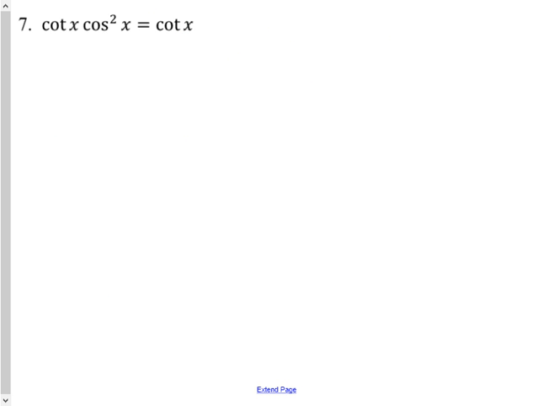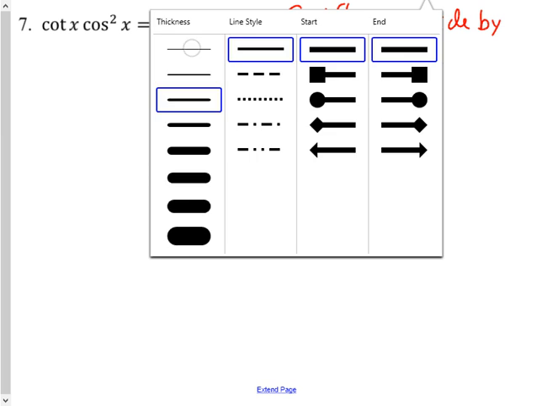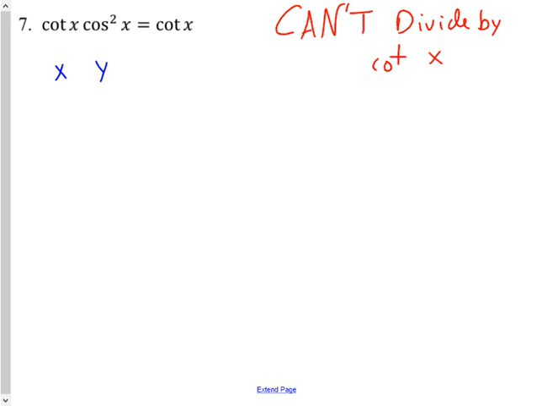Cotangent of x cosine squared equals cotangent of x. Now, a lot of people are going to see this and want to divide by cotangent of x on each side. You can't do it. Do not do it. Can't divide by cotangent of x. Why not? Well, cotangent of x could be 0. Can you divide by 0 to solve? No. And second, if you treated this like x, we got xy squared equals x. If you divide by x, you lose potential solutions for x. That's kind of how I see this. You can't do it that way.